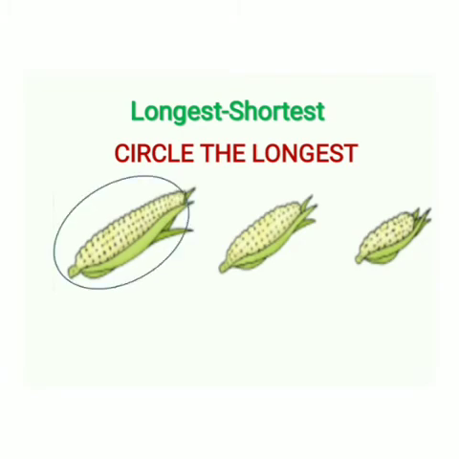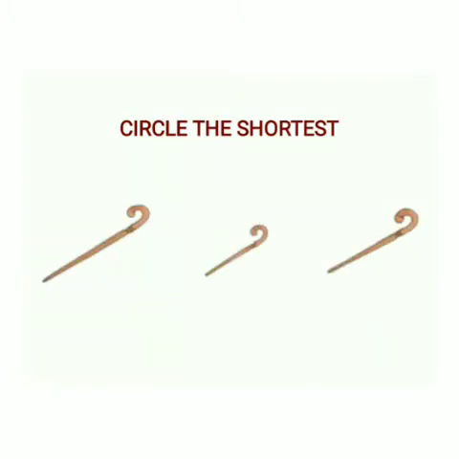Yes, the first one. Next question is circle the shortest. Here you can see three pictures of a wooden stick and we are supposed to find out the shortest one. मतलब लंबाई में सबसे छोटा. Which one is the shortest? First one, second one or the third one? Yes, second one is the shortest.